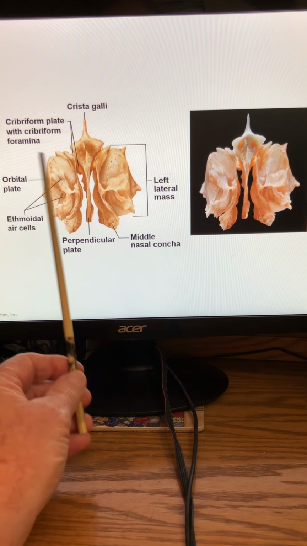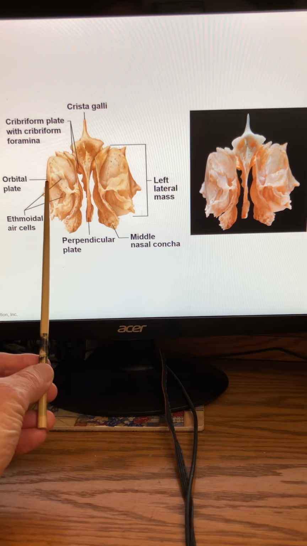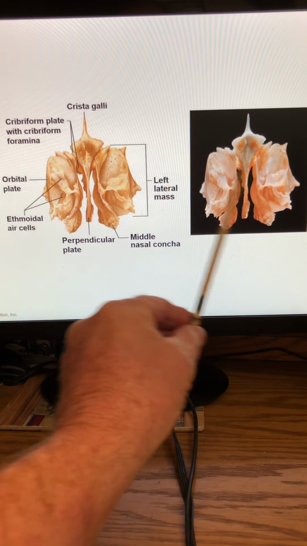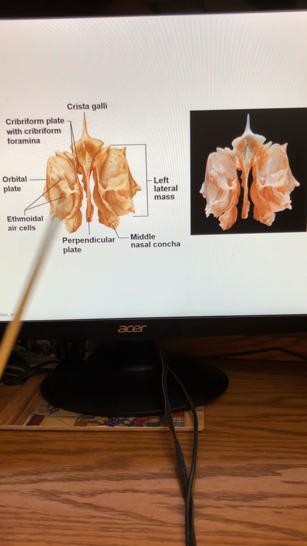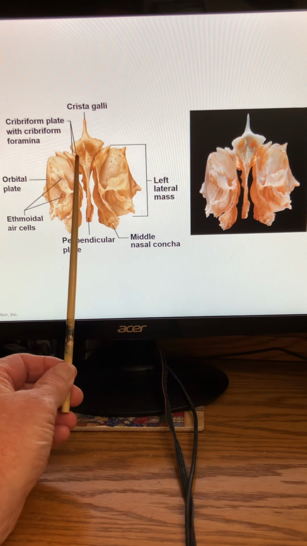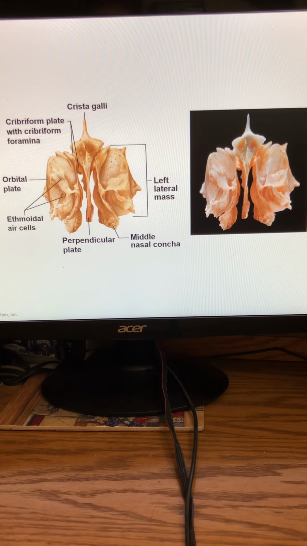The only thing I want to mention with this, the most lateral portion of the lateral mass is called the orbital plate. So the orbital plate here and here is going to be the medial portion of your orbit. The only thing I didn't mention is the holes that are a little bit here, and that is called the cribriform plate or the cribriform foramen of the cribriform plate of the ethmoid bone.